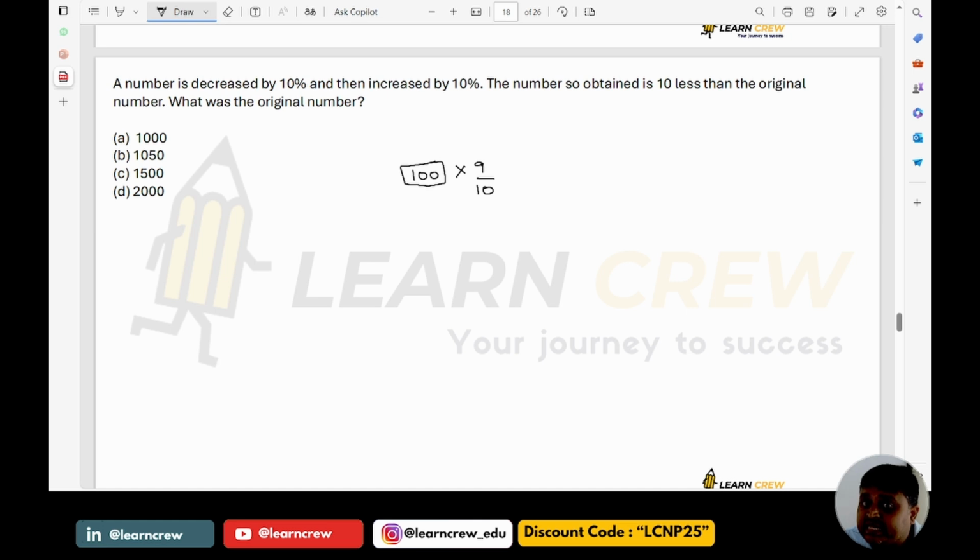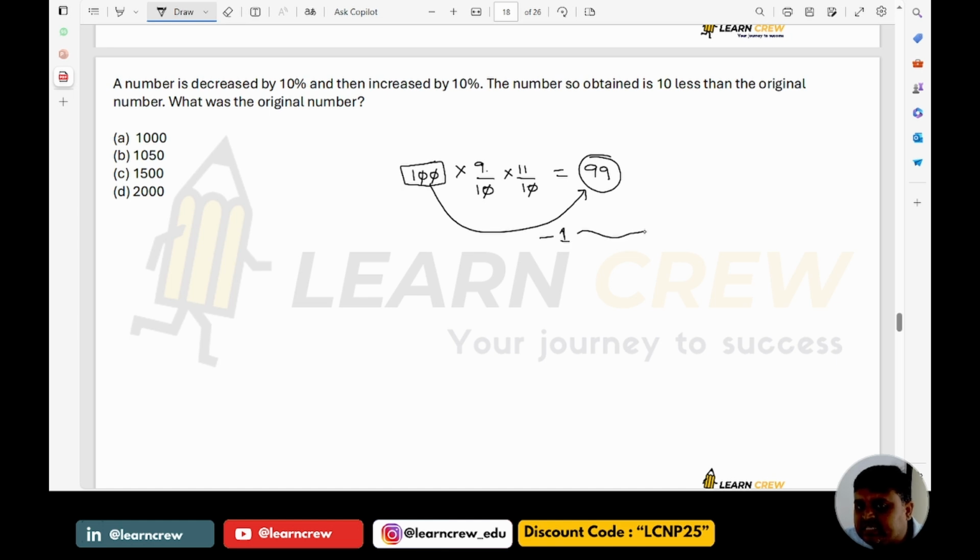And then increased by 10%. Increased by 10% means it becomes 110%. 110% means 11 by 10. And the number so formed: 10 tens are 100, 2 zeros cancel. 11 nines are how much? 99. So I have taken the original number as 100. The final number I got as 99. So how much less? 1 less.